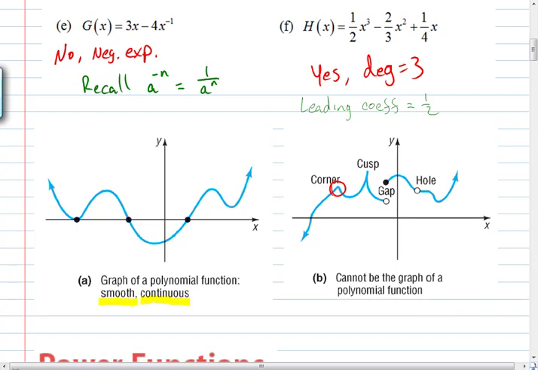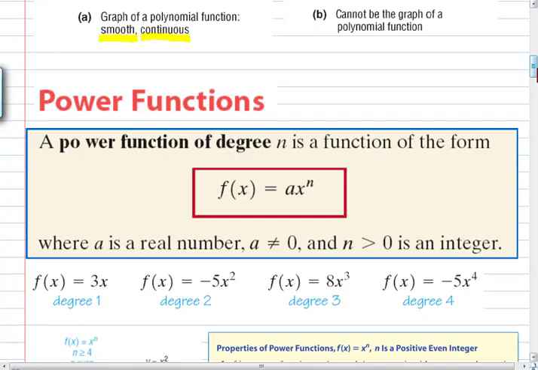You see that sharp angle there? That's a corner, and a corner is not smooth. There's a cusp. Once again, it's a pointy part of a graph. A cusp is not smooth. That violates the conditions of being smooth. And then here we see a gap in the graph as well as a hole, and these violate the conditions of being continuous. The graph of any polynomial function will be smooth and continuous, and the domain will be all real numbers.